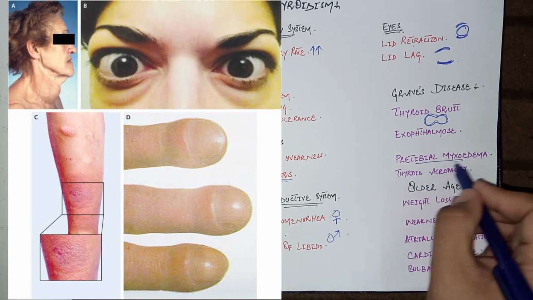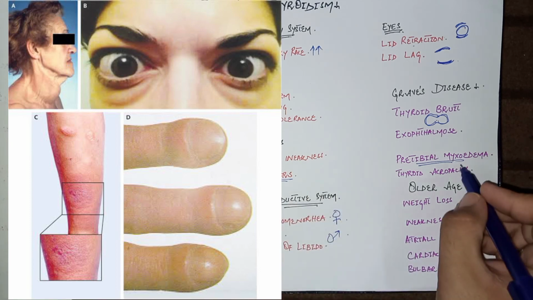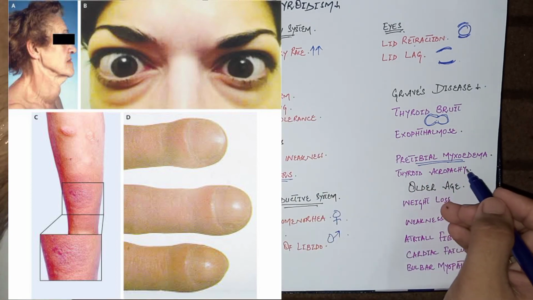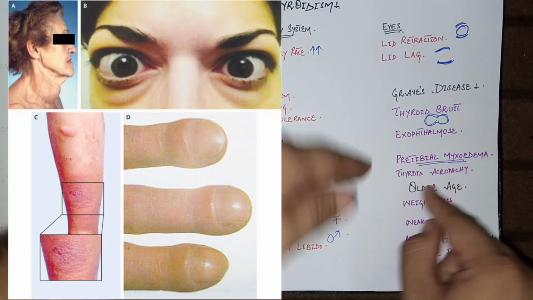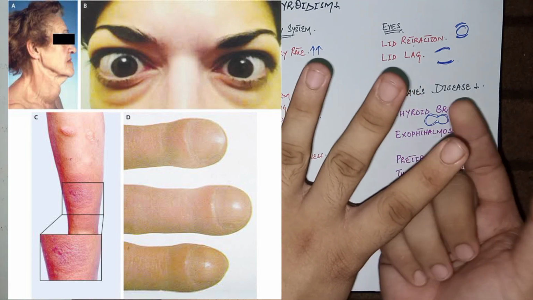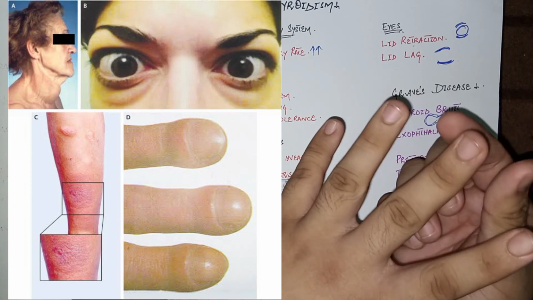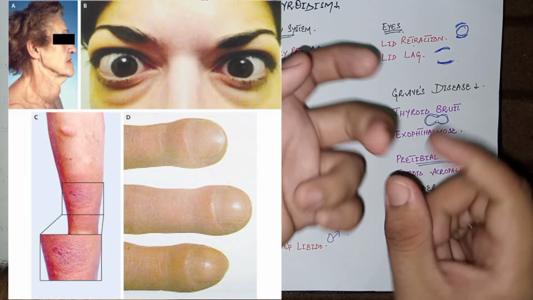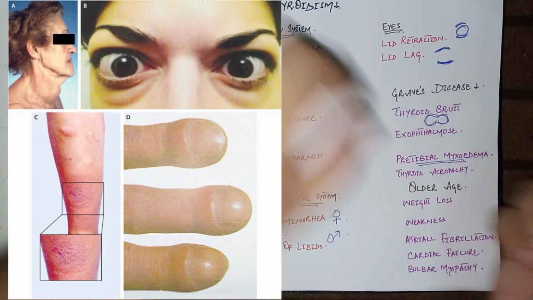This is a localized edema on the shin, or just over the surface of the tibia. It is because of increased mucopolysaccharide deposition in that area. And the other very rare feature is thyroid acropathy. Basically the distal digits get swollen. It is very difficult to distinguish this acropathy from clubbing of the nails, as these digits get swollen as a result of periosteal hypertrophy.